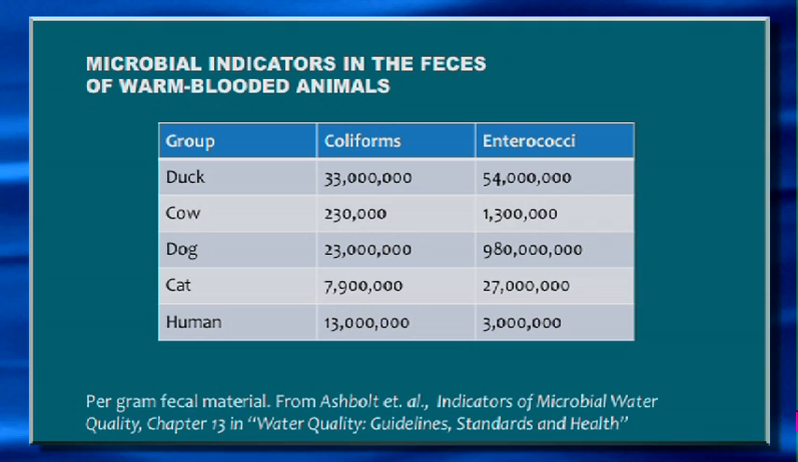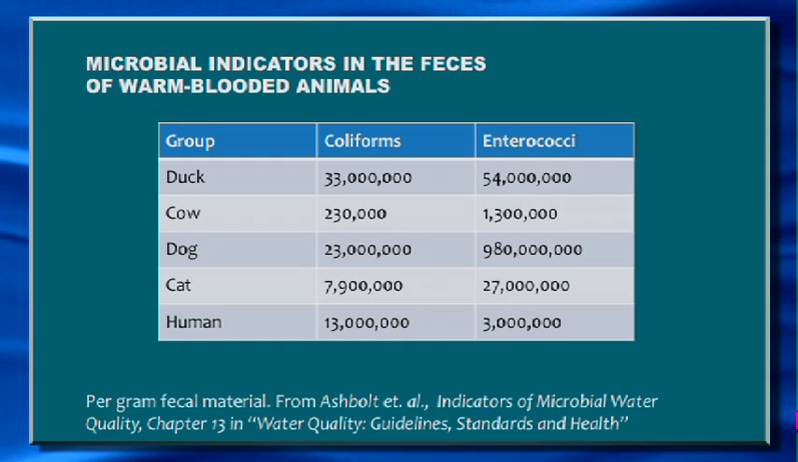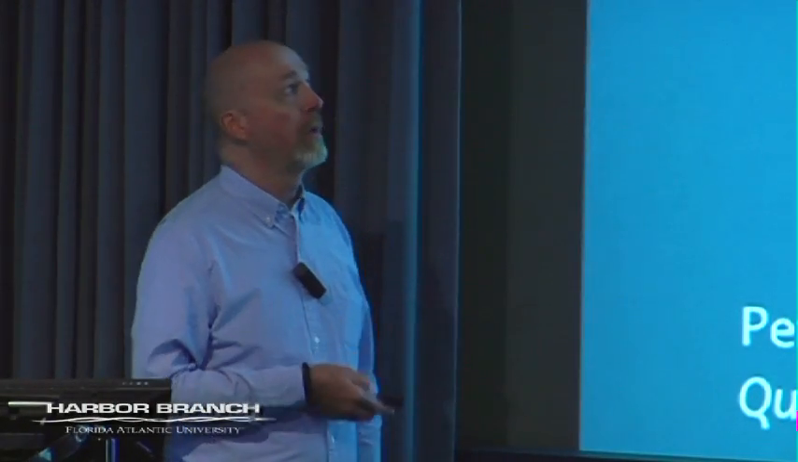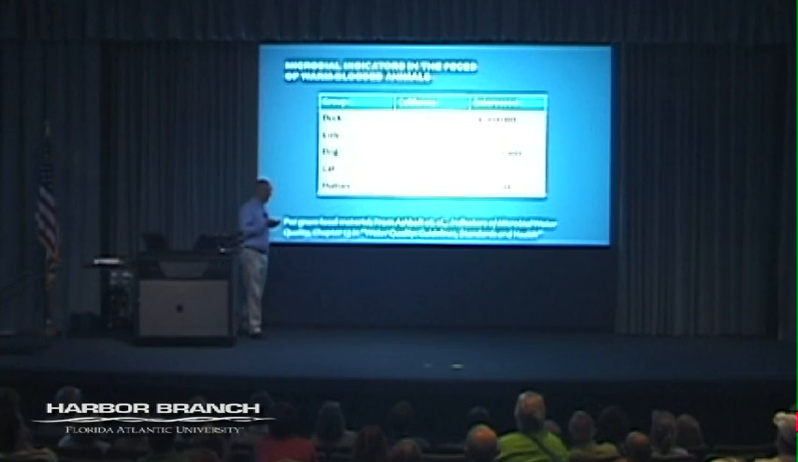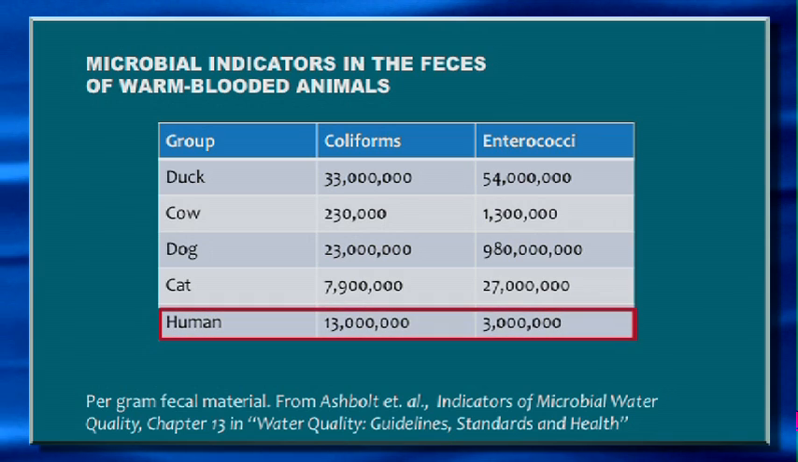But in scientific terms, this is significant. Okay, because we can talk about coliforms and enterococci, they are seen in association with the intestines of animals. We are animals, but so are ducks, cows, dogs, cats, and humans. This is really quite interesting. We're down the bottom here.